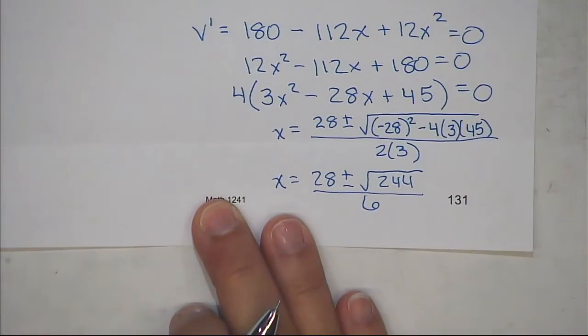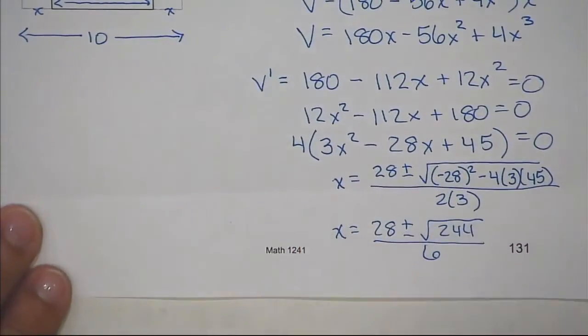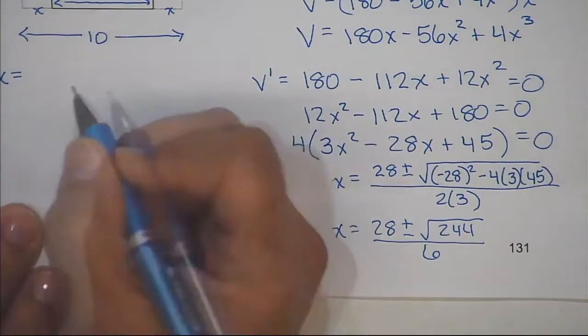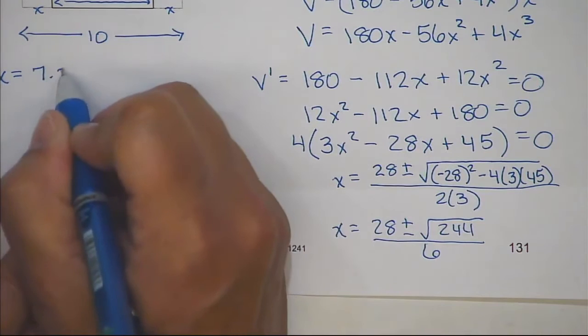All right, so I'm going to do 28 plus the square root of 244. Get that answer divided by 6. And I'm going to do 28 minus the square root of 244 and then divide that by 6. Okay. So put those over here. Right, so we get 28 plus square root 244, divide that by 6, 7.27.